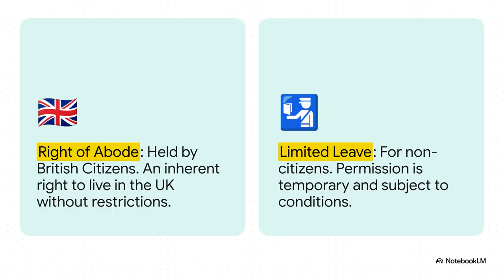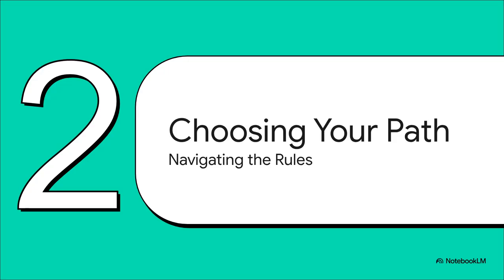So right away, this one idea splits everyone into two distinct groups. On one side, you've got British citizens. They have what's called the right of abode. That's an automatic, built-in right to be here. And on the other side is everyone else. They're holding limited leave. Their permission is temporary, it's full of conditions, and it defines their entire journey. So that's the foundation. Now let's look at what's built on top of it.